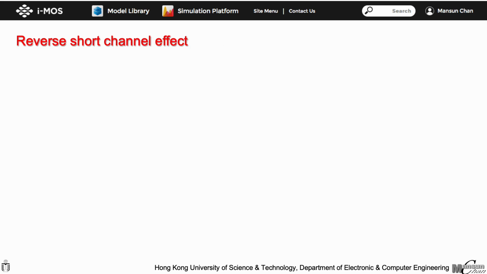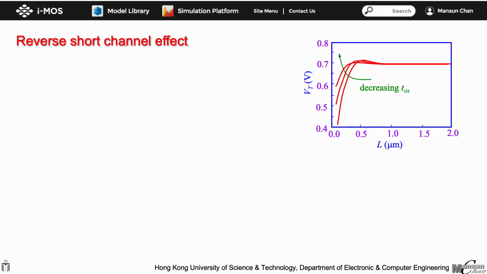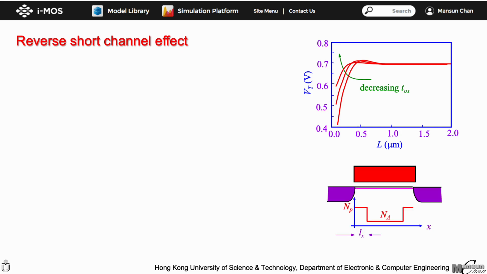Now, the Vt expression we have does not have a channel length dependence. When the threshold voltage is plotted against the channel length, the characteristics can look like what is given here. When the channel length is reduced, Vt first increases and then decreases. And the amount of increase and decrease depends on the gate oxide thickness. The part that Vt increases with reduction of channel length is called the reverse short channel effect. The generally accepted explanation is given in the figure below.